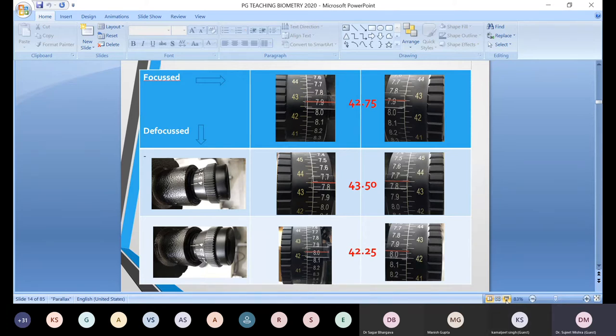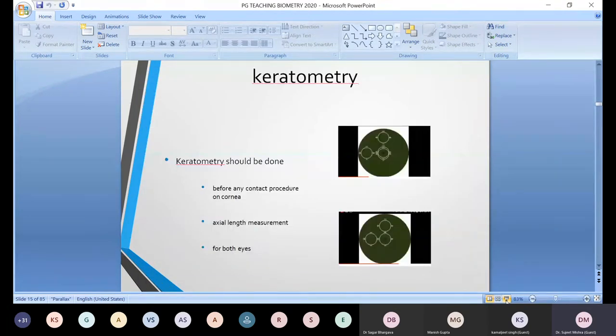So this is the K reading of one of my staff. I purposely defocused on the plus and minus sides. When it was focused, the reading was 42.75 diopters, and on defocusing on either side, the value changed to 43.5 and 42.25. So with this, you can understand how important calibration and proper focusing are.